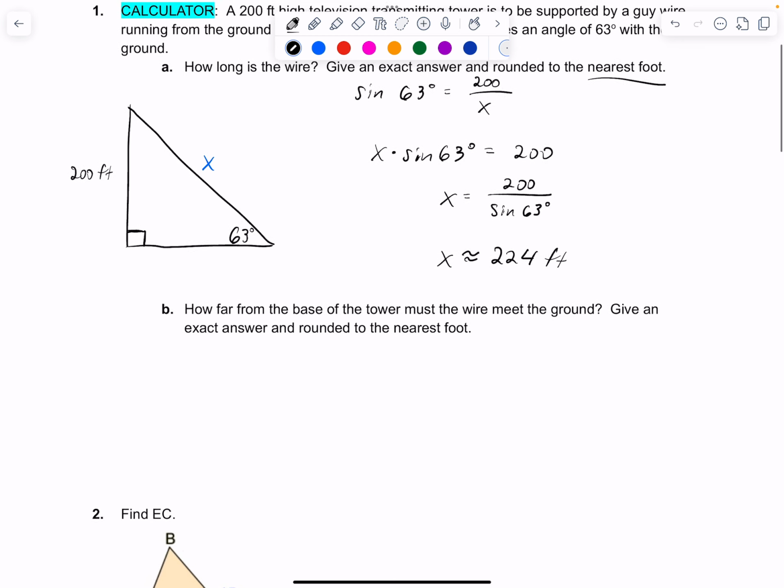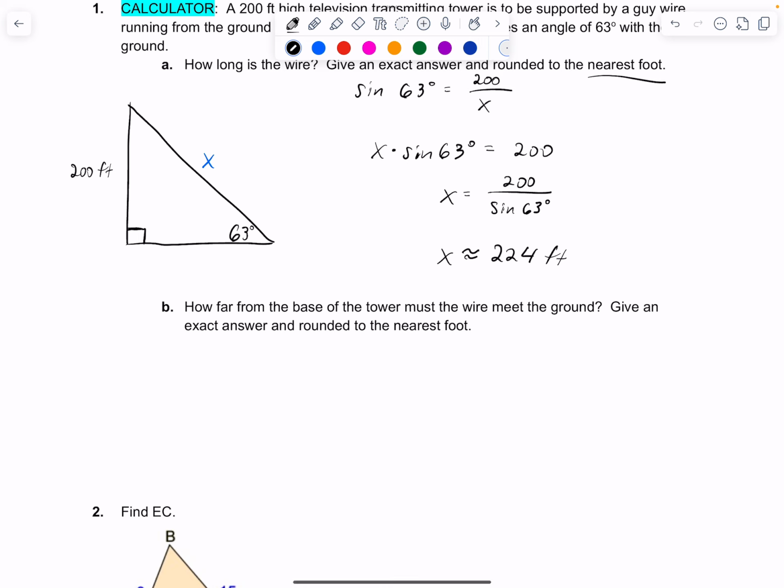Okay, so same figure, but part B says how far from the base of the tower must the wire be to meet the ground, or to be on the ground. So this right here I'm going to say is y. That is how far from the base of the tower to where the wire meets the ground. All right, so again, I'm using this 200 feet, but that is the opposite side from 63 degrees, but I'm no longer solving for the hypotenuse. I'm solving for the adjacent side from that 63 degrees.